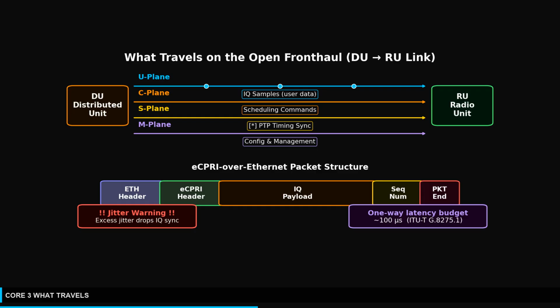Now the transport. All of this runs over Ethernet, not CPRI. That's the eCPRI encapsulation, packets over standard Ethernet. This is a huge shift. It means your fronthaul is now a packet network with all the packet network concerns: jitter, packet delay variation, and the need for tight QoS. The one-way latency budget on the fronthaul is roughly 100 microseconds. There is no room for a sloppy transport network. Every switch hop, every queue, eats into that budget.